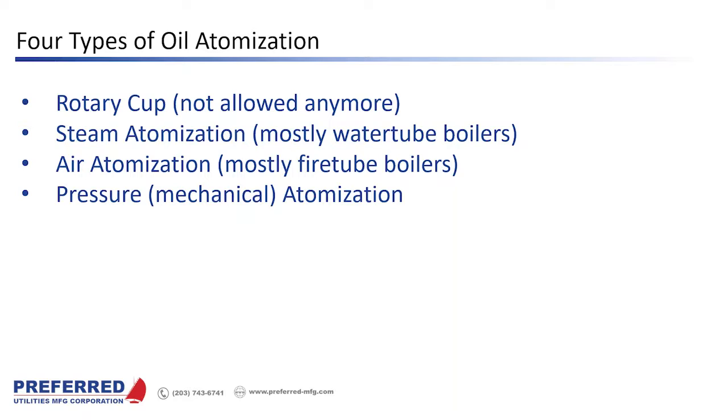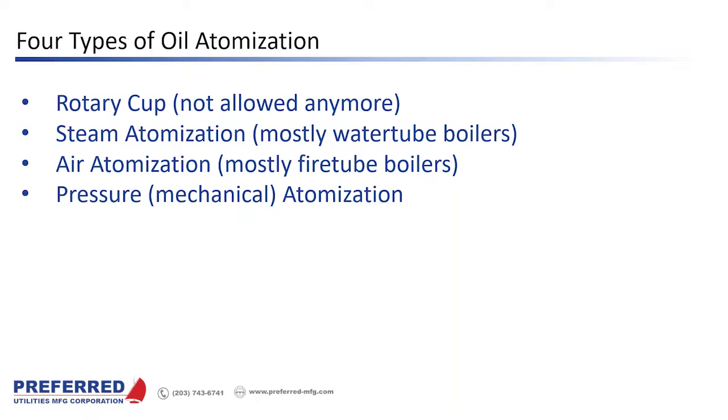Finally, air atomization is super common. It's almost 100% of fire tube boilers. It works great. The downside to air atomization is that it's a pretty high consumable load. It's a lot of high pressure air you have to supply. So that can become expensive, not only for the electricity, but the maintenance on an air compressor.